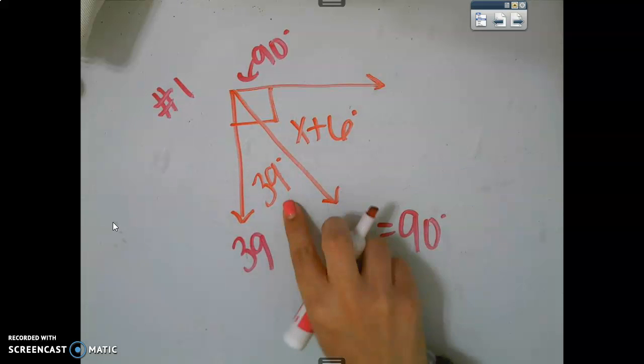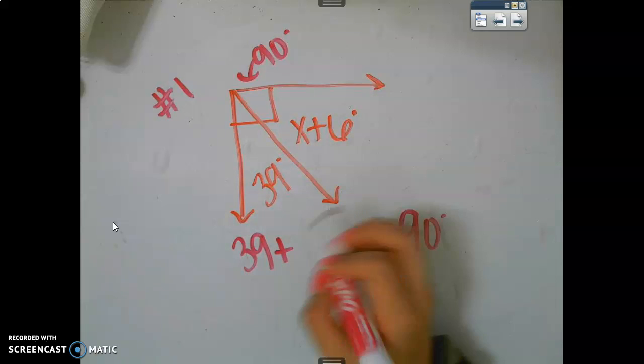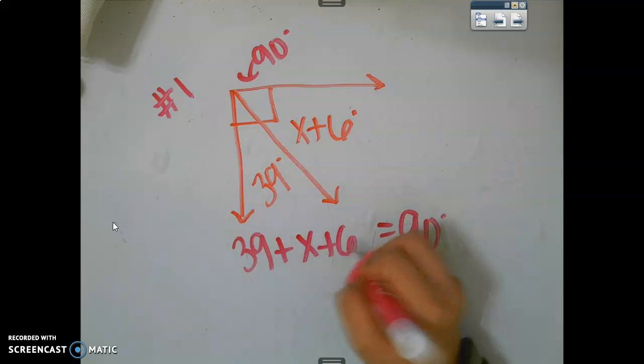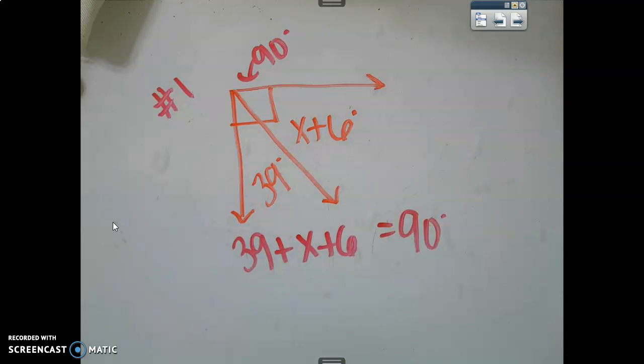39, because that's the value of this angle first, plus x plus 6. So all I did was use this equation and plug it in over here, right? Then from here, you want to go ahead and start solving for the value of x. That's what you're solving for, the value of x.